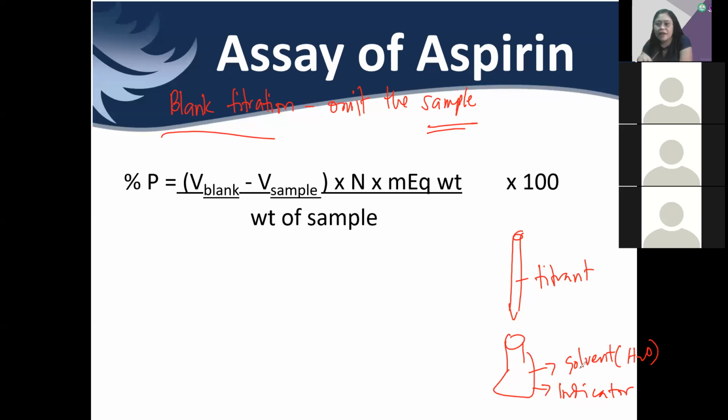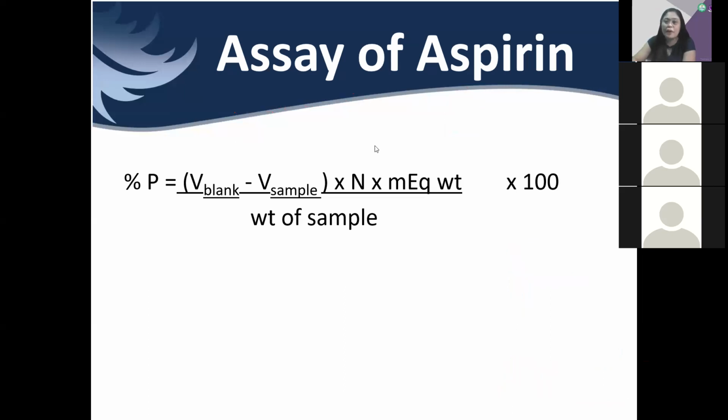So, in the assay of aspirin class, this is the formula used for blank titration. Aspirin is just an example where blank titration is done. Aspirin is a member of the NSAIDs, the non-steroidal anti-inflammatory drugs, though at lower dose, aspirin is used as an anti-platelet drug, but at higher dose, that is the time it becomes an NSAID. Okay, so do not be confused.